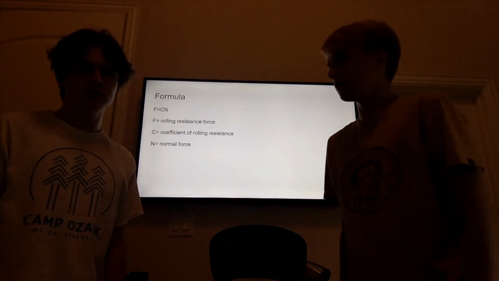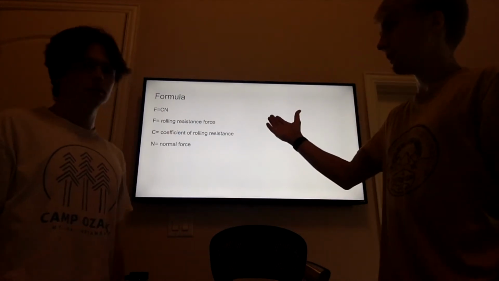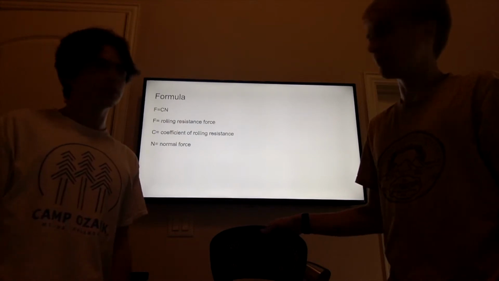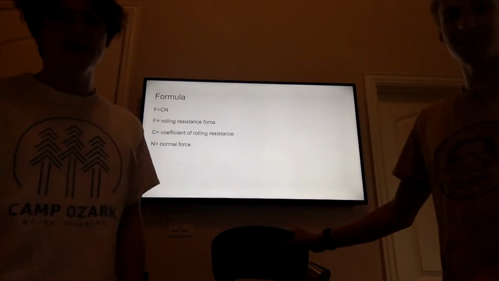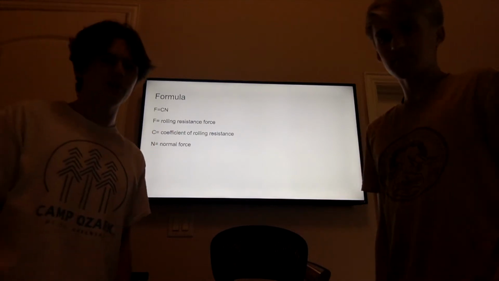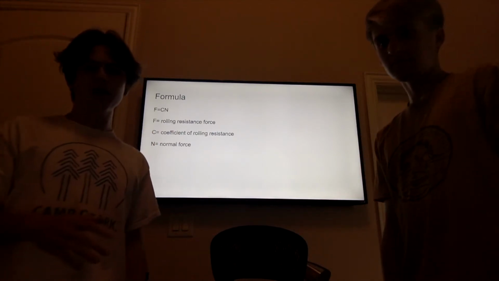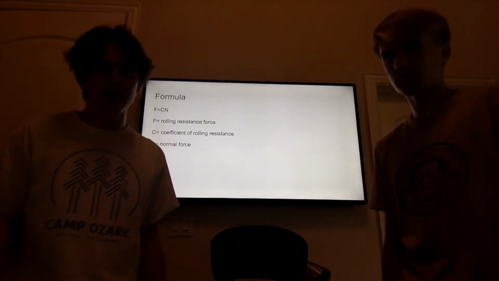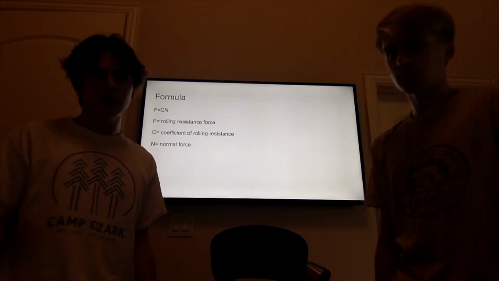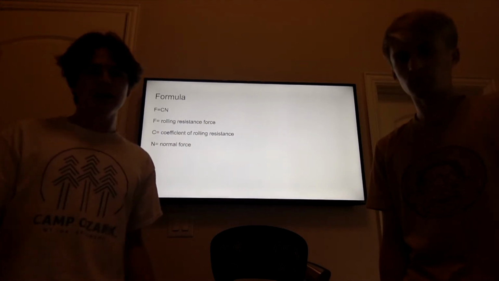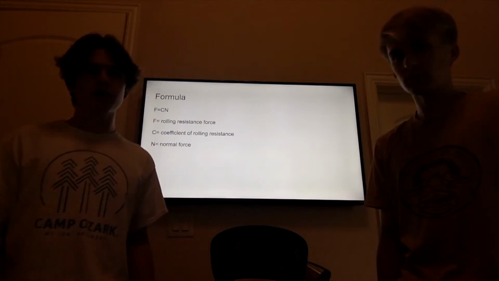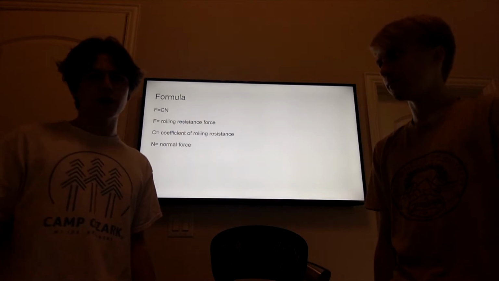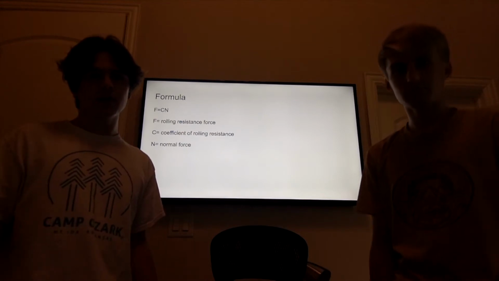Okay, so to find the rolling resistance, there's this formula that's provided. The formula is F equals Cn, and each of those letters actually means something. F is the rolling resistance force, so that is the force against the car keeping it from rolling. C is the coefficient of rolling resistance, which is given by the companies who make the tires, so we don't have to work that out. And N is the normal force, which is the force of the ground against the tires, which is essentially just the weight of the car times gravity.